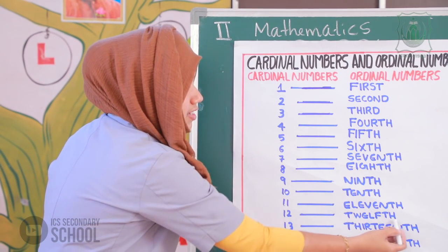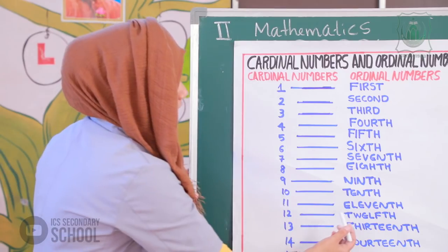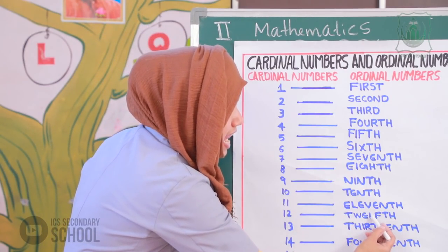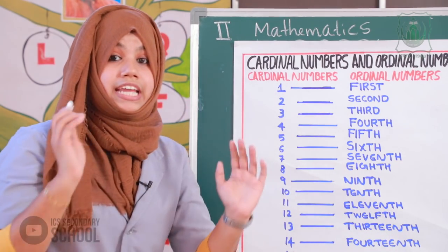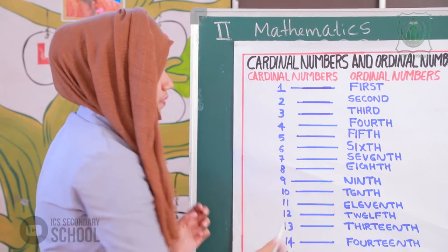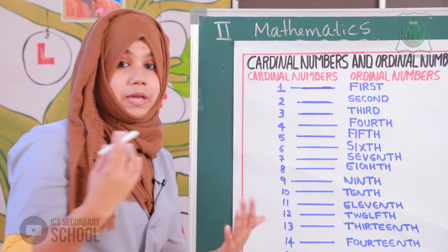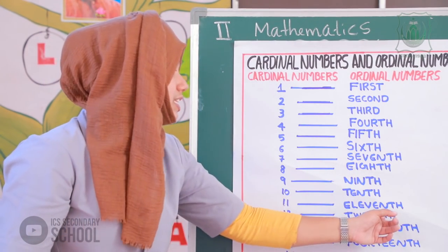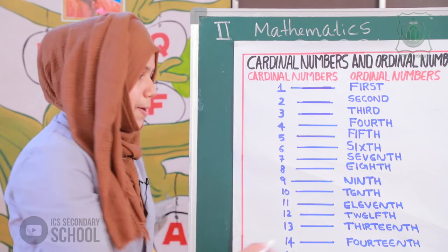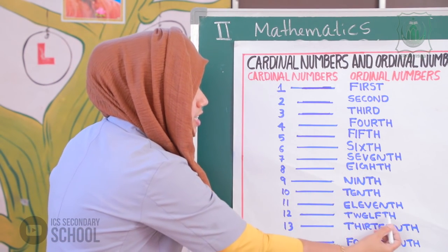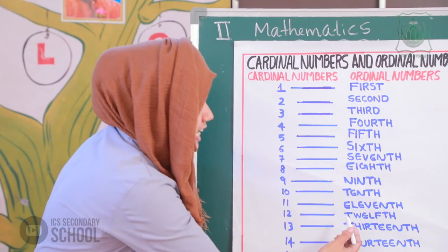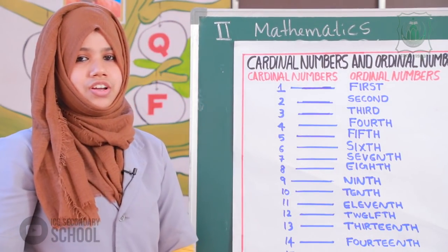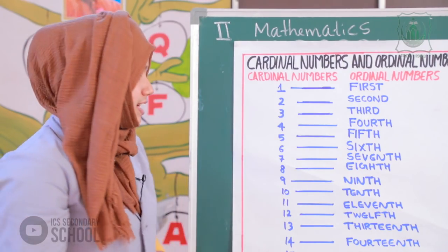How to say this? 12th. And the spelling is T-W-E-L-F-T-H. You should take care about this 12th. Sometimes you make a mistake. You write V here, not. This is F. 12th. What is the spelling of 12th? T-W-E-L-F-T-H. Okay. Is that clear?